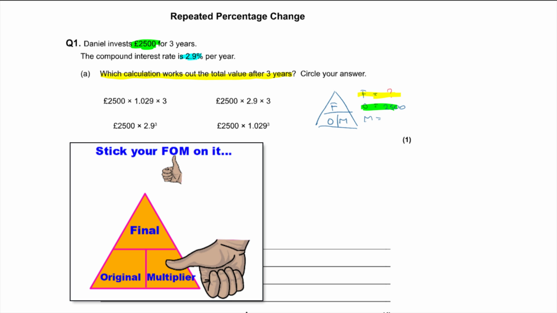If it's increased by 2.9% a year, then the multiplier is going to be, well, if you've got 100% and you add on 2.9%, then what have you got? You've got 102.9%, which as a multiplier is 1.029. Okay, and so if we're looking for the final, we're going to put our thumb on the one we want to find, which is the final, and that tells me what to do with the other two. Final is equal to original multiplied by the multiplier.